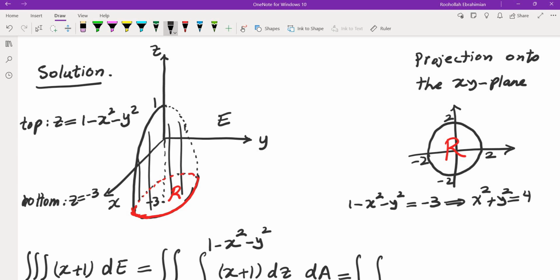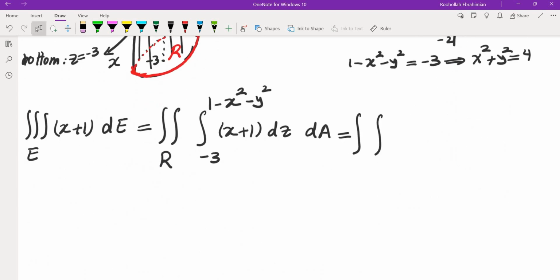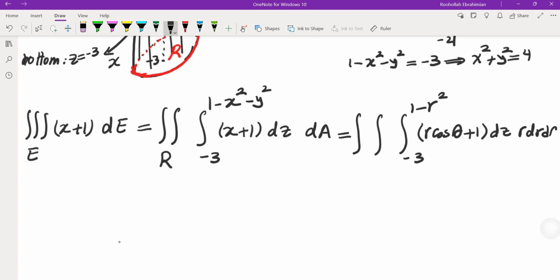So now that we know the radius, we can write it down in polar coordinates. So this would be the integral. We'll have to change everything to polar. So that's from -3 to 1 minus r squared of r cosine theta plus 1 dz. And since we are switching to polar, dA would be r dr d theta, which we have discussed before.